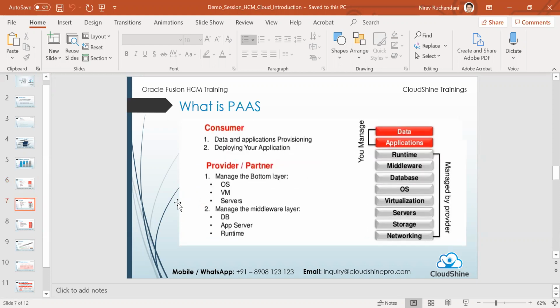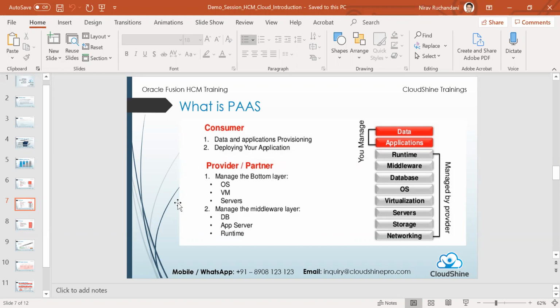With regards to platform as a service, the responsibilities of maintaining the data and application related stuff, the provisioning of the data, provisioning of the applications, accesses around those applications, creating that application and deploying that application, all that resides with the consumer or the company that is going to use this particular application.